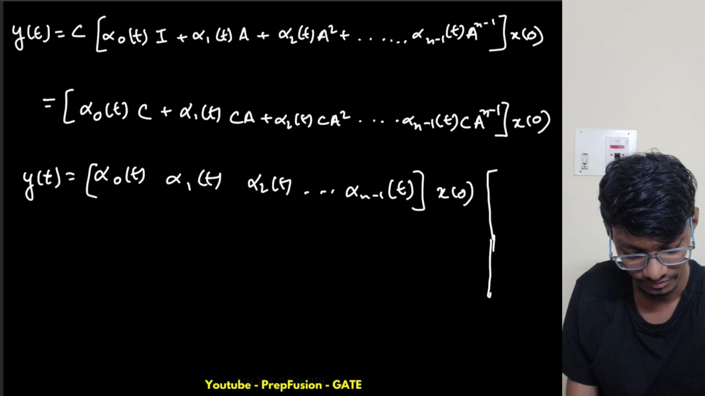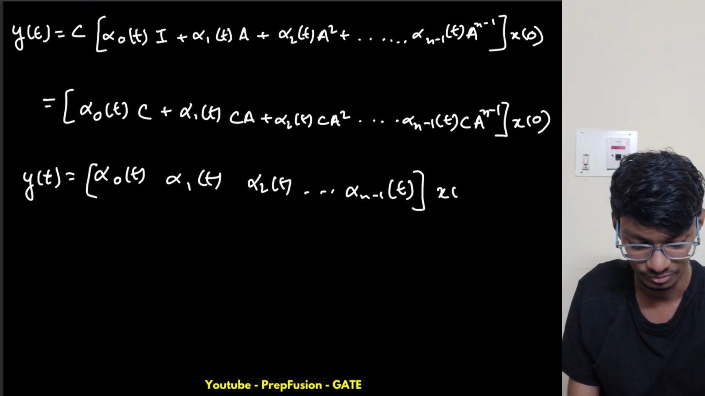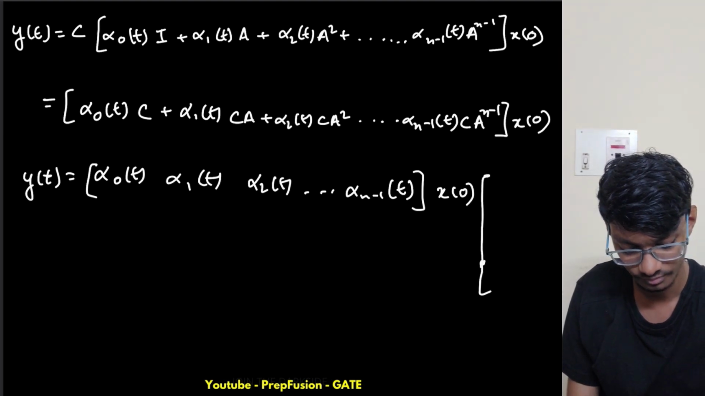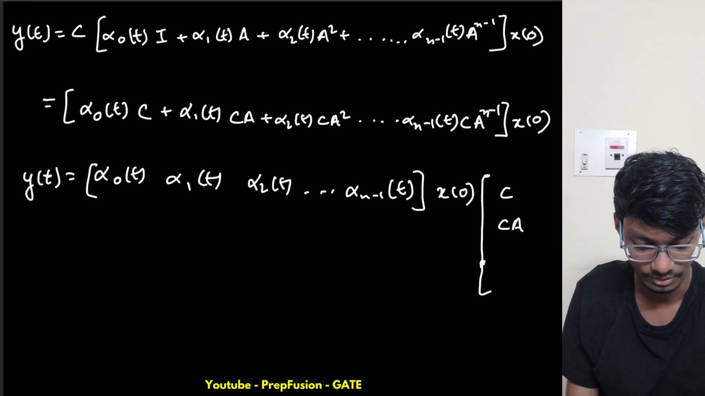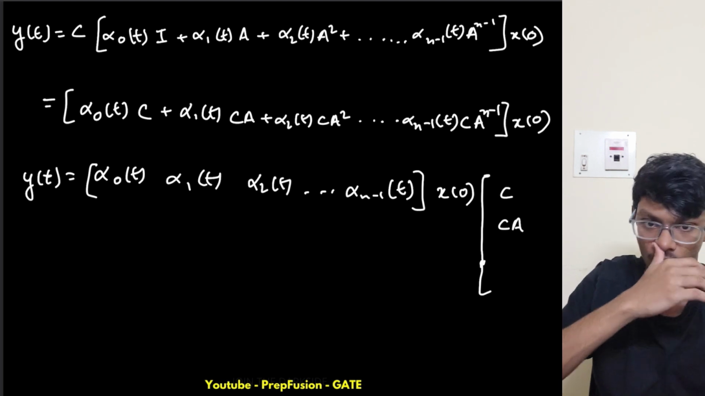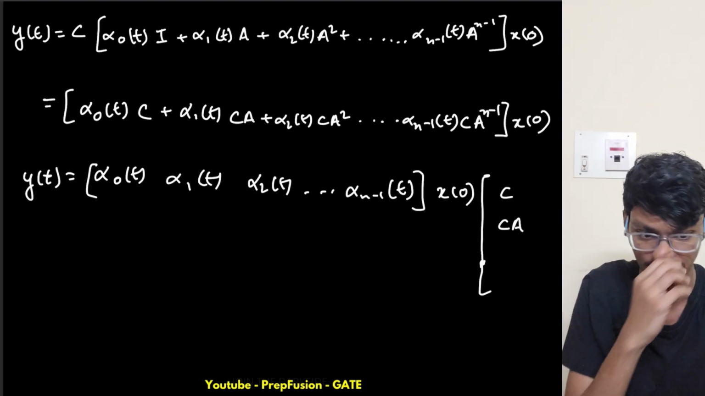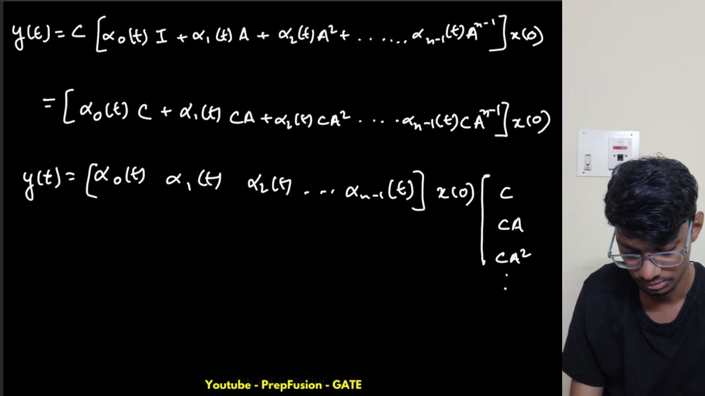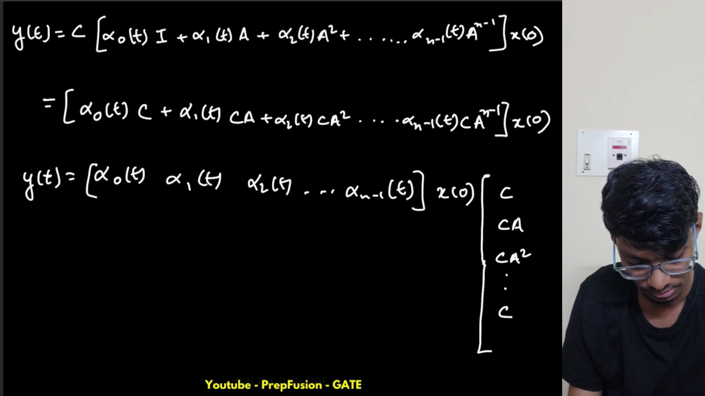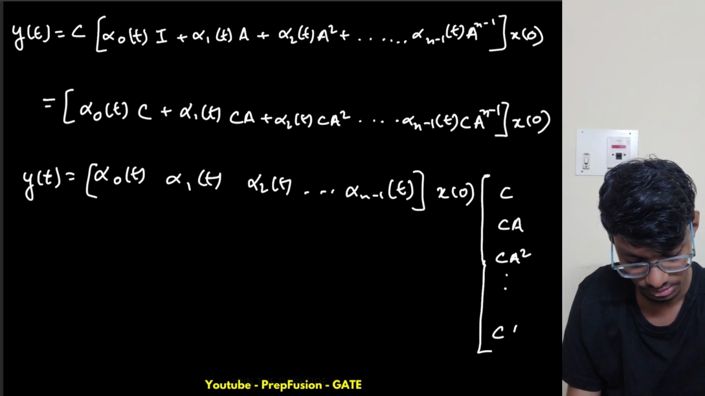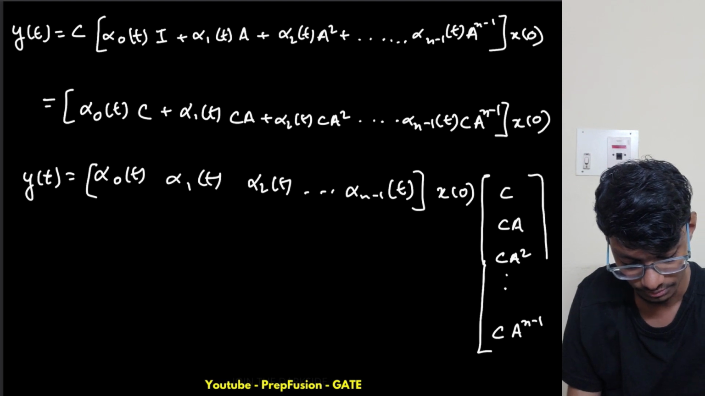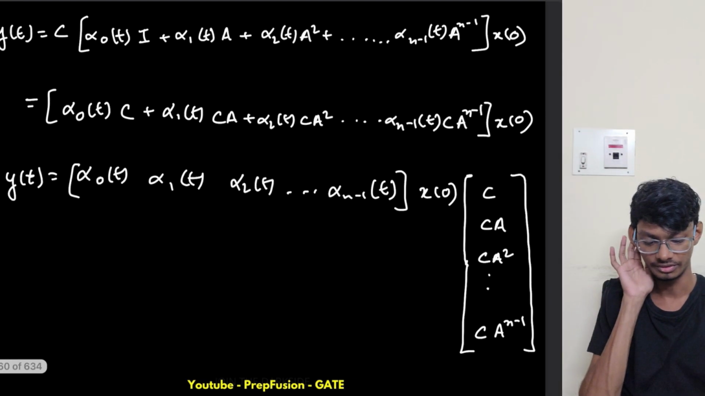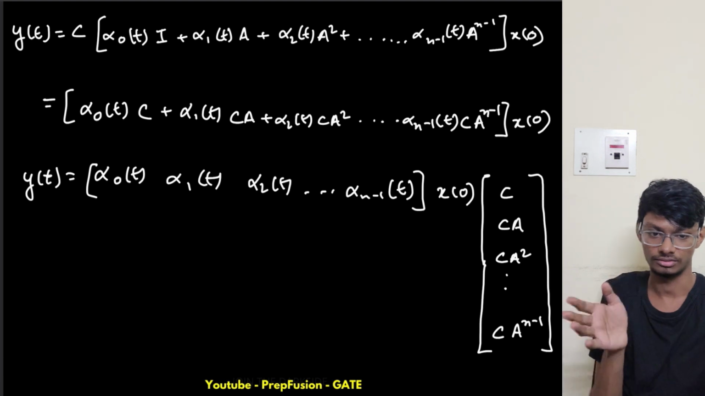Now don't worry if you don't understand the proof, because this proof is nowhere near important. Only solving the questions is important. This proof won't come anywhere, it's just to give you the basic feeling. I get a column matrix this time, whereas previously I was getting a row matrix. So this is C A squared, and it keeps on going until C A raised to power n minus 1. If you don't understand how I did it, no need to worry.